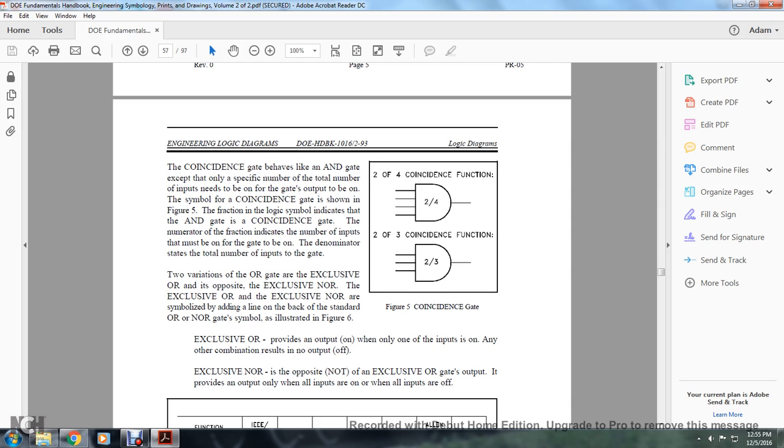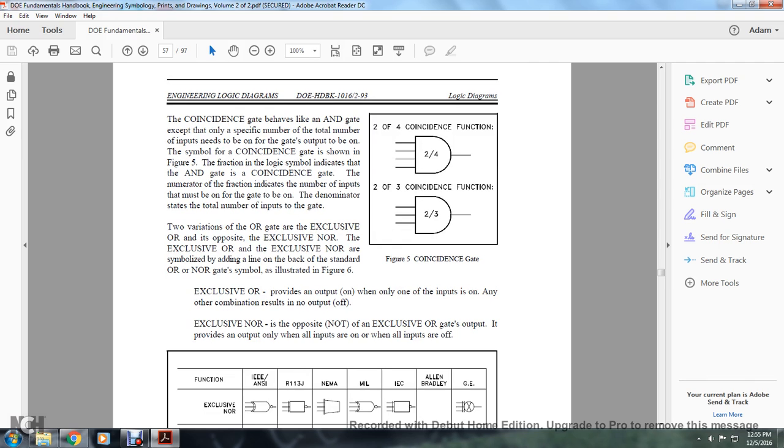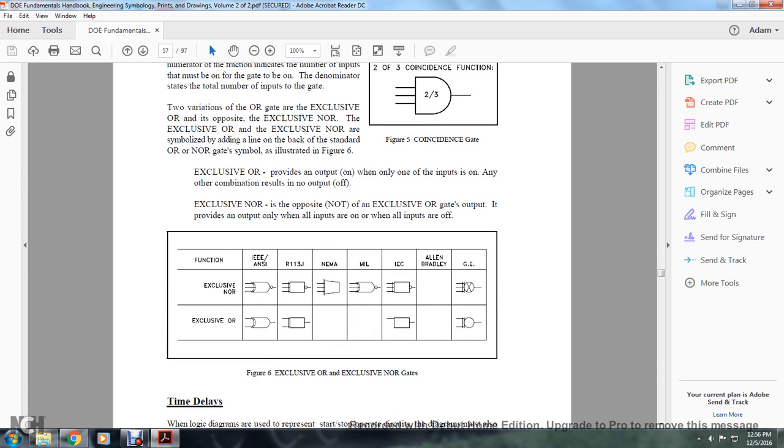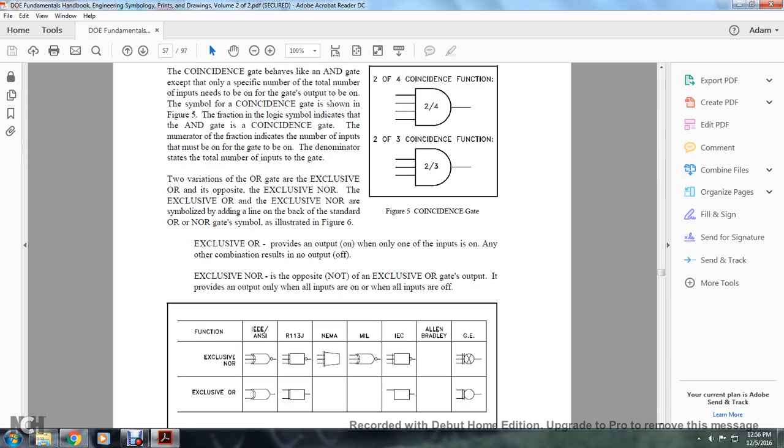The variations of the OR gate are the exclusive OR and exclusive NOR. They are symbolized by adding a line on the back of the standard OR and NOR gate symbols, illustrated in Figure 6. Exclusive OR provides an output when only one input is on. Any of the other combinations result in no output. Exclusive NOR is the opposite of the exclusive OR gate. It provides an output when all inputs are on or all inputs are off. This shows the exclusive NOR and OR with the different inputs and the lines at the back of the gate.